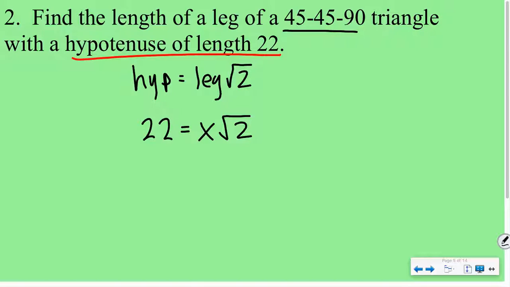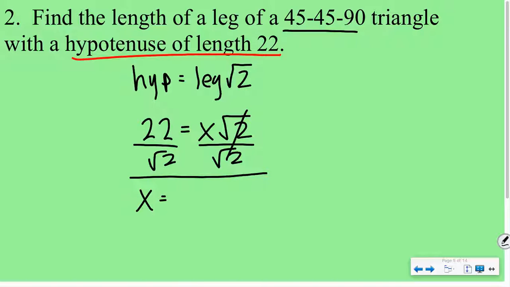Got to get x by itself. I have to get rid of the square root of 2. How do I move the square root of 2 over? Divide, right? Because aren't they being multiplied on the right side? So we're going to divide by the square root of 2. They cancel on the right side. So we have 22 over the square root of 2. I don't want decimals unless it says so. But can I leave my answer like this as radical form? No, I can't leave a square root in the denominator, so we rationalize. Multiply by the square root of 2 in the numerator and the denominator.